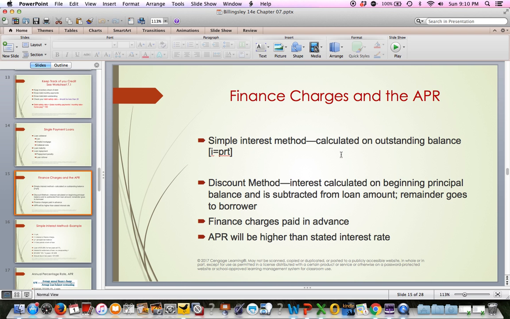The simple interest method is calculated on the outstanding balance. Interest equals your payment. Discount method, interest calculated on beginning principal balance and subtracted from loan amount. Remainder goes to borrower. And finance charges that are paid in advance, and the APR will be higher than the stated interest rate, which is almost always the case with these types of loans.